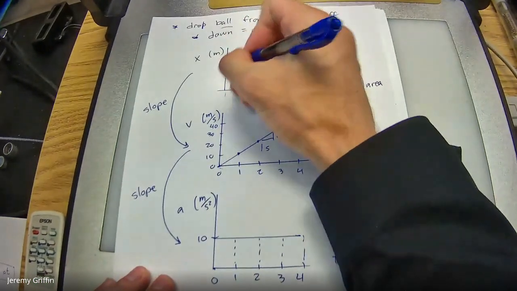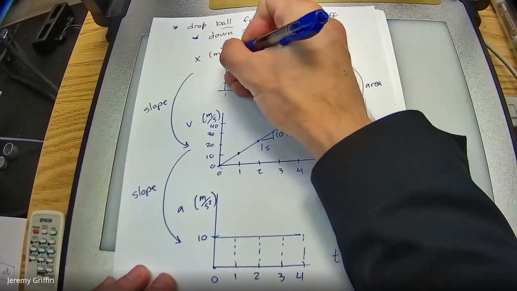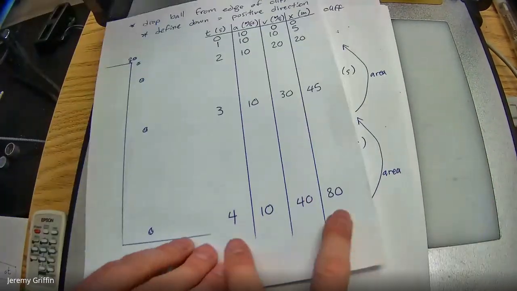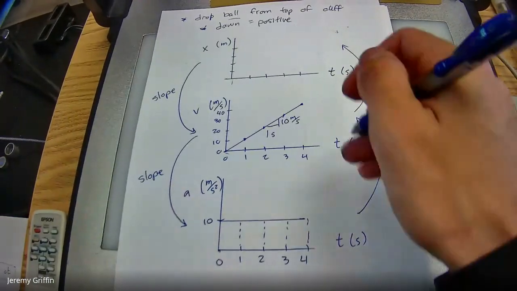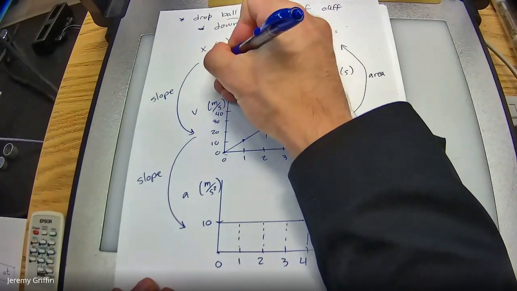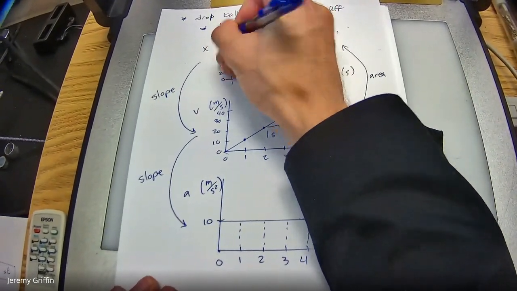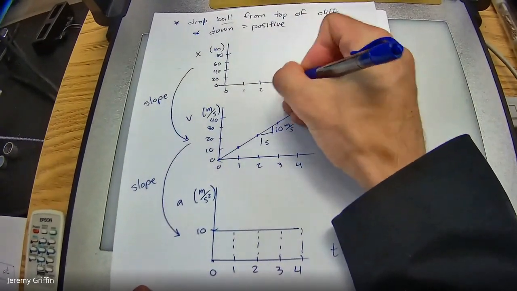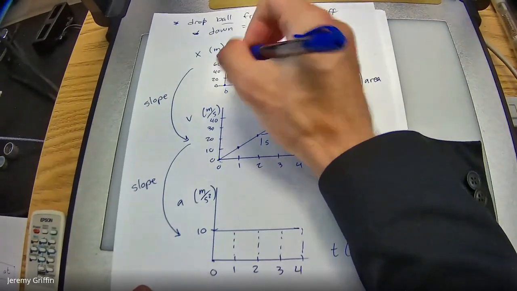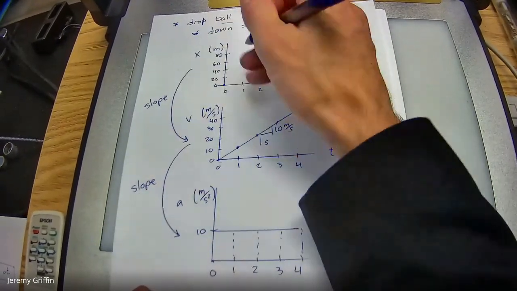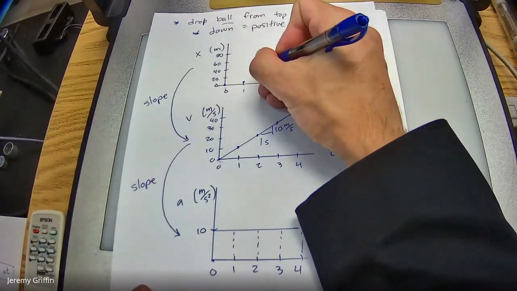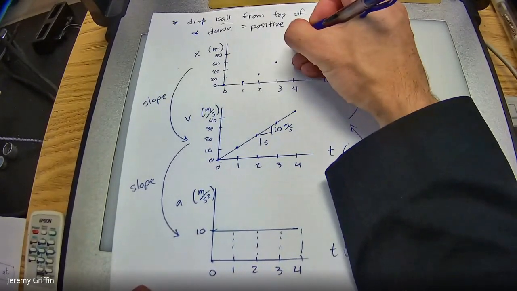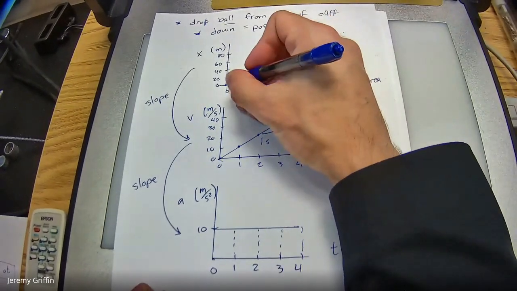So let's do that. We've got to scale this up, so 4 seconds is 80 meters. So let's go 0, 20, 40, 60, 80 meters. And 0, 1, 2, 3, 4 seconds. So at time 0 it hasn't had time to fall yet. After 1 second, it's fallen 5 meters. 2 seconds, you're up to 20 meters. 3 seconds, up to 45 meters. And 4 seconds, it's fallen 80 meters. Remember, down is positive, so it's fallen down.